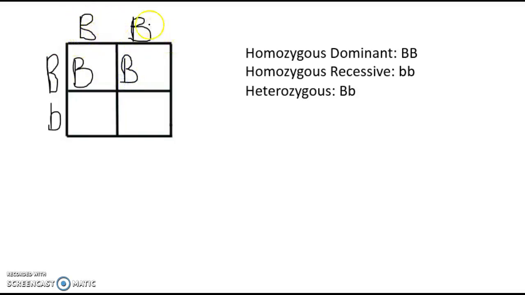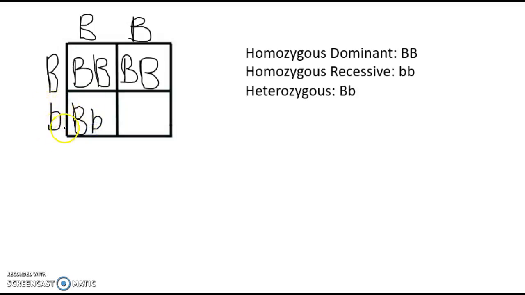And then these B's on the top come straight down. So this B gets put in this first box. This one comes down to the second box. Now when we get down here to these bottom boxes, we have a lowercase b that's going to come over and an uppercase B from the top that's going to come down. Remember that we always write the allele combinations with capital and then lowercase. So we'll write capital B, lowercase b.